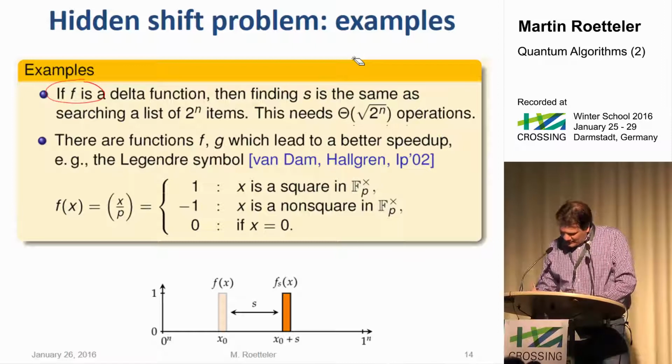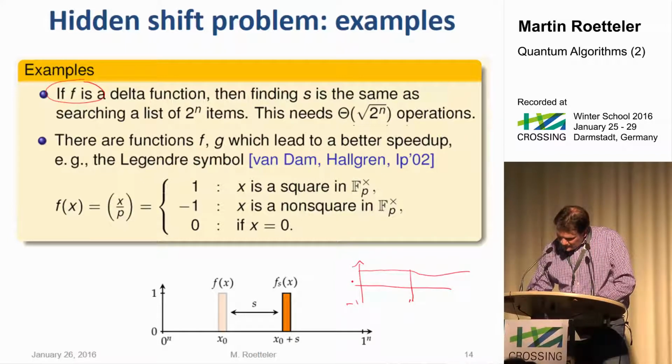If your function looks like this, your constant 1 is everywhere, and only once you drop to minus 1. And that happens at S.